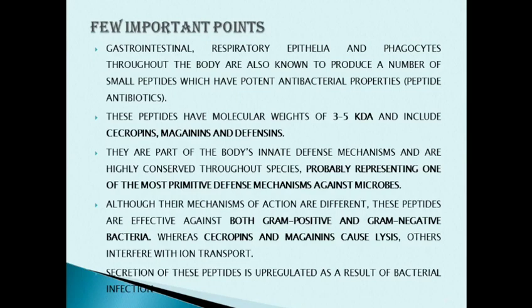And they include secropin, magainin, and defensin. They are of very small molecular weight. Now they are the part of the body's innate defense mechanism and are highly conserved throughout species, probably representing one of the most primitive defense mechanisms against microbes. Okay, so secropin, magainin, and defensin.